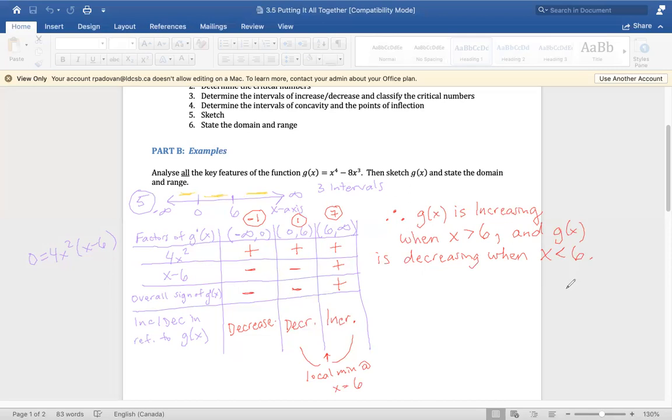So if I want to figure out what my actual points are, so I have a local minimum, but what is the y value of that point, right? So let's just write here, I have a local min.